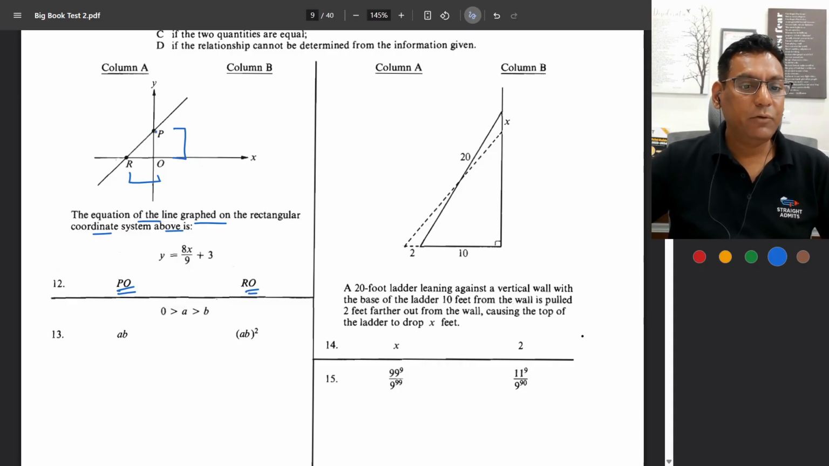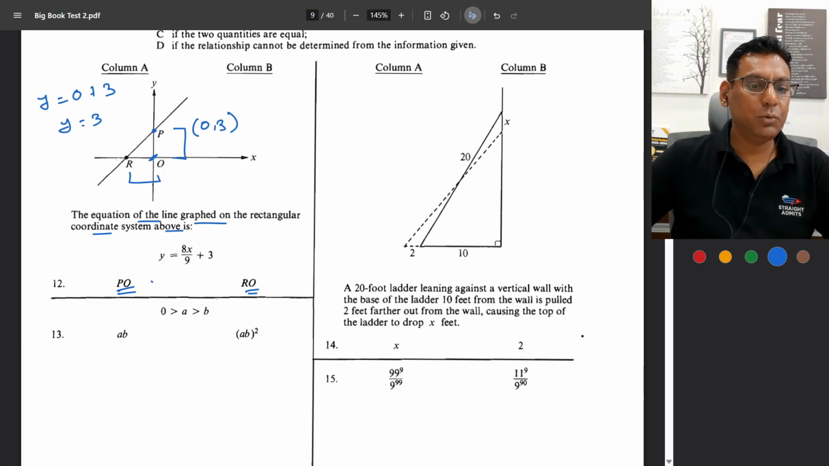What do I have to get here for PO? I need to get this point P, right? I know that the x coordinate of that is 0, correct? Because that's on the y axis. So let me put x is equal to 0. What do I get? Y is equal to 0 plus 3. That means y is equal to 3, right? So basically what I'm saying is 0 comma 3 are the coordinates here. So PO is equal to 3, correct?